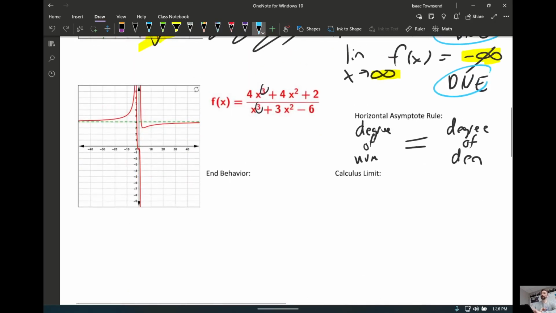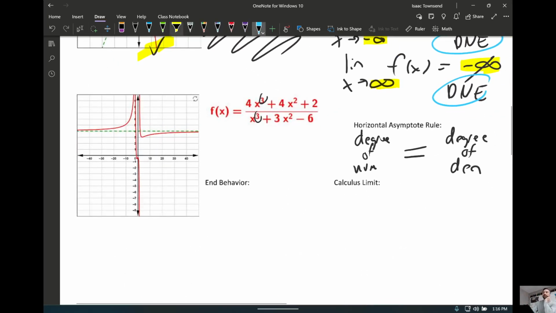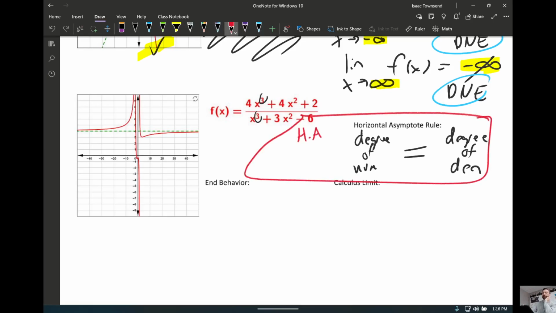And the last possibility, and then once we turn the page here, we won't have graphs, but we don't need graphs. If the degrees are equal, do you guys remember how to find horizontal asymptote from that? You guys remember talking about horizontal asymptotes in algebra 2? If they're equal, you do y equals leading coefficient of numerator over leading coefficient of denominator. Does that sound familiar now?